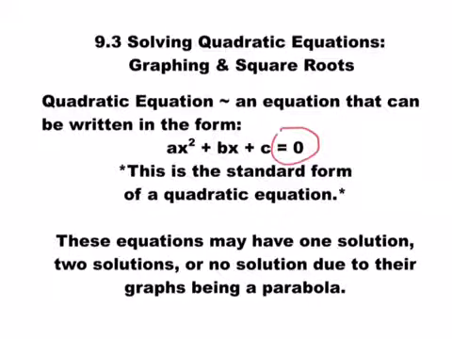This is called the standard form of a quadratic equation. Everything is on the left side, and on the right side you only have 0. Remember, these are quadratic because that x is to the second power. These equations can have one solution, two solutions, or no solutions because their graphs are parabolas. They're that U shape, and depending on where that U shape is depends how many solutions we have.